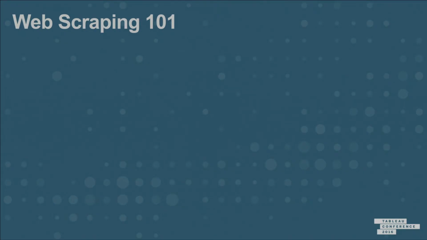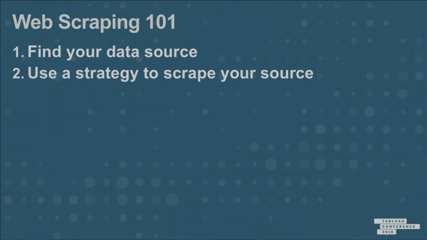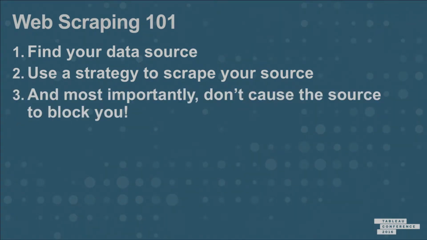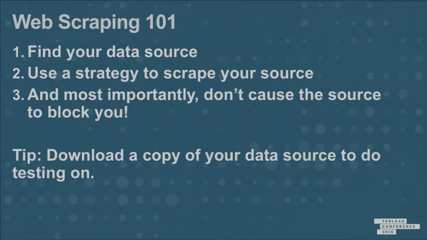Initially, you're not going to know if you want to do web scraping. You're going to decide to scrape your data once you've sadly realized there's nothing better, like a JSON or XML feed. The first thing you want to do is find your data source. That's what you're going after. Second, develop and find a strategy to scrape your source. And most importantly, do not cause the source to block you by repeatedly going after the data. Cache your data so you can do your testing.